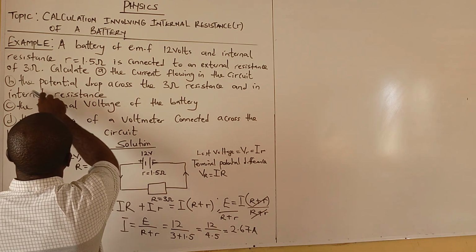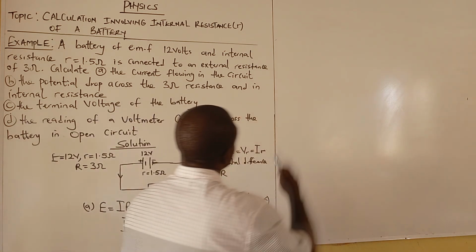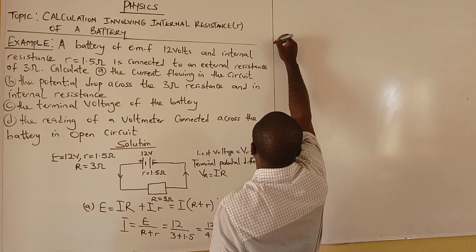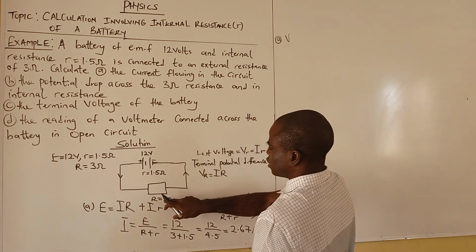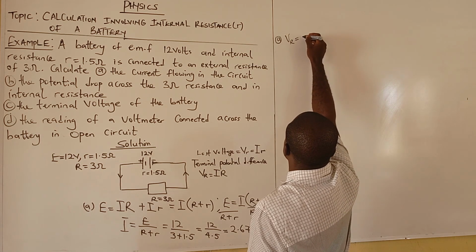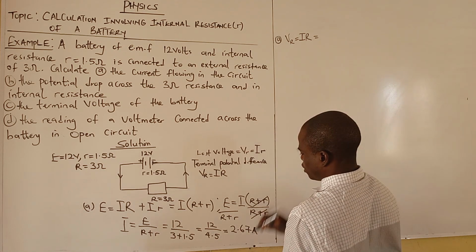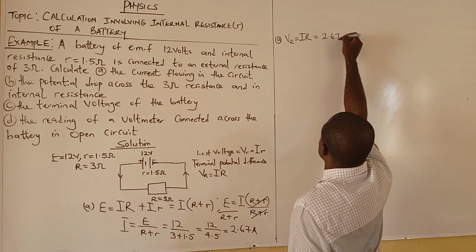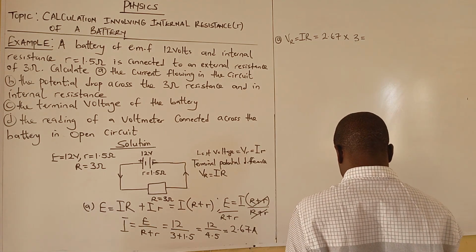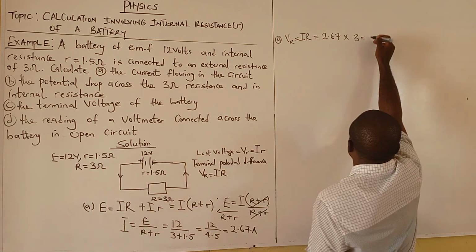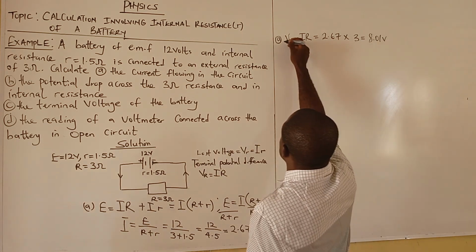The second question, the B part, asks for the potential drop across the 3 ohm resistance. You see that the external resistance is 3 ohm. V subscript R equals current times the external resistance value. What's our current? 2.67 multiplied by 3. You press your calculator, you have 8.01 volts.